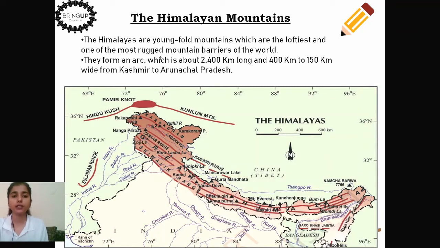They form an arc. You can see over here the brown portion is the Himalayan range, and it forms an arc over the northern border of India, and it is about 2,400 kilometers long. It stretches from Kashmir to Arunachal Pradesh, and as you can see in the map, the width varies from 400 kilometers to 150 kilometers.